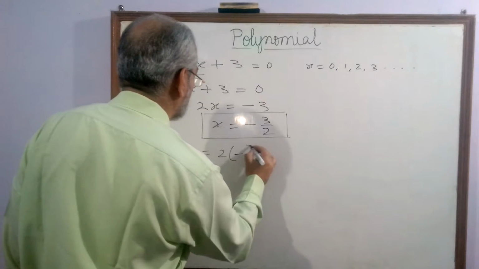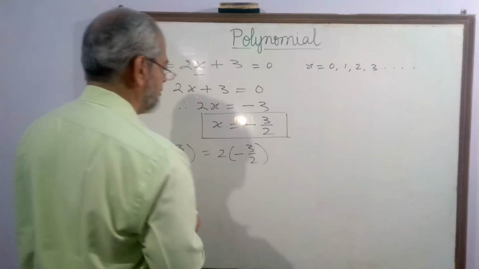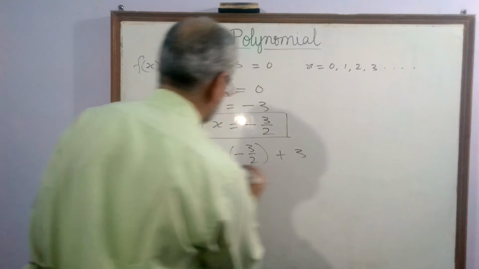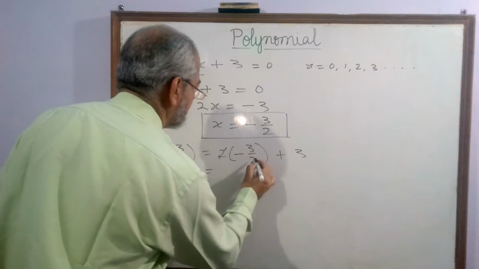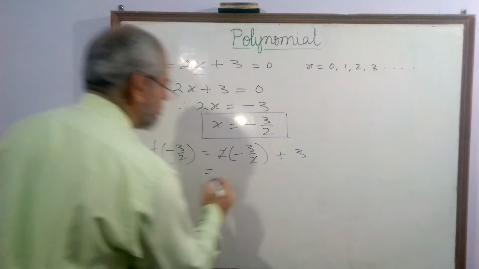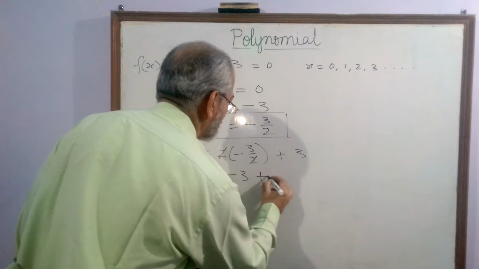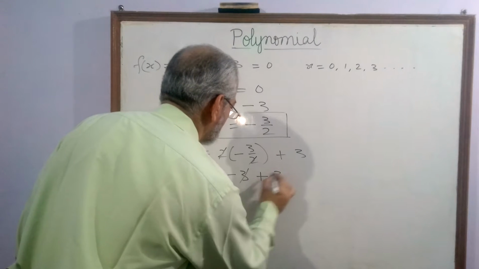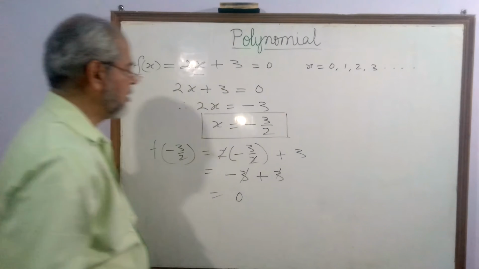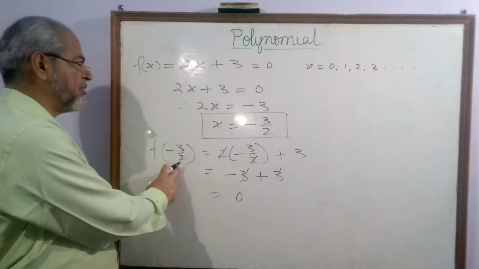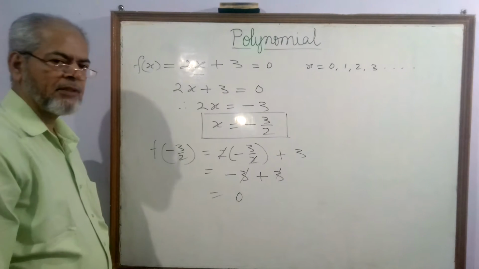2 into minus 3 by 2 plus 3. So 2 is cancelled by 2. So minus 3 plus 3. So this is 0. So minus 3 by 2 is the 0 of the polynomial 2x plus 3.